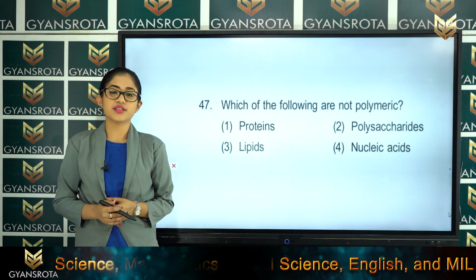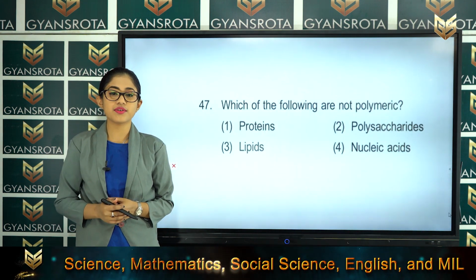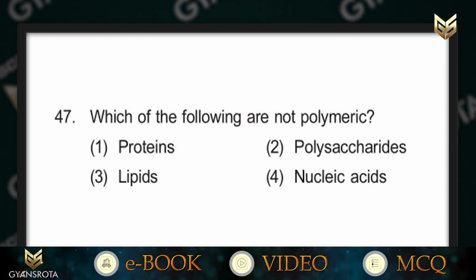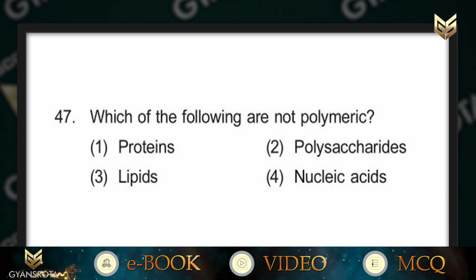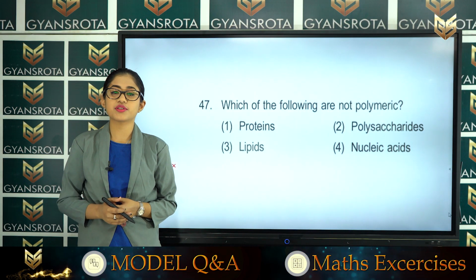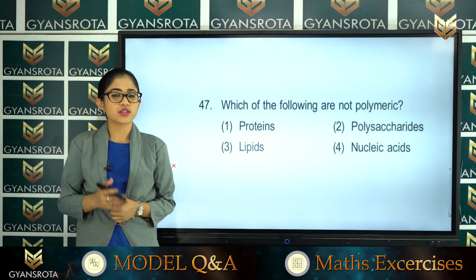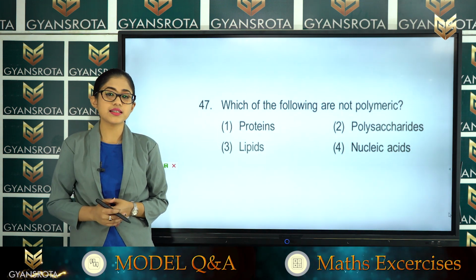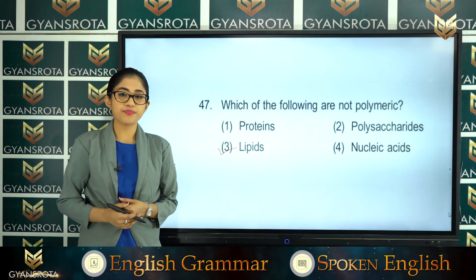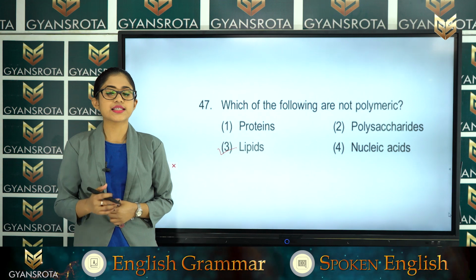In the second question, question number 47, which of the following are not polymeric? Proteins, polysaccharides, lipids or nucleic acids. This is a very easy question and it has come from the chapter biomolecules. Which among them will be the correct answer? That is option number 3, lipids. Okay. Now let's see the next question.